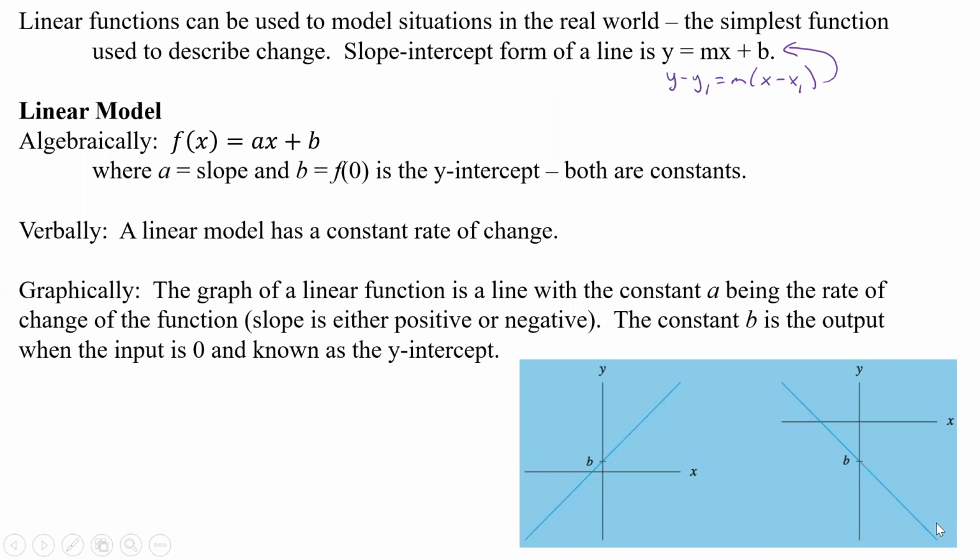The constant b is the output when the input is 0, and it's known as the y-intercept. When x equals 0, you get your b wherever the line crosses the y-axis. Here b is negative, and here b is positive.